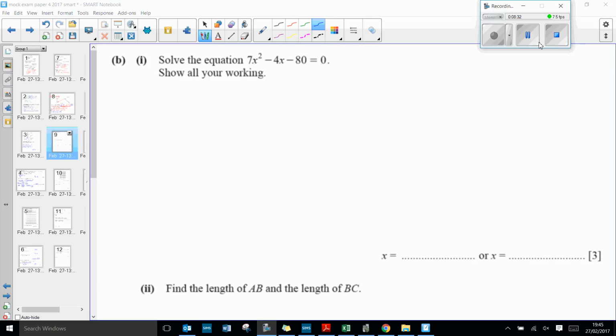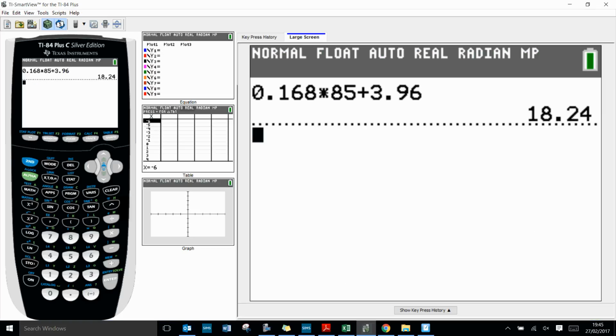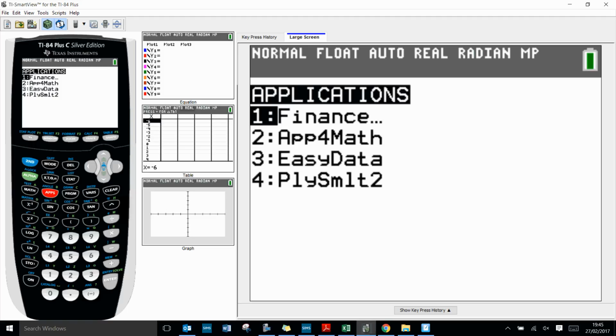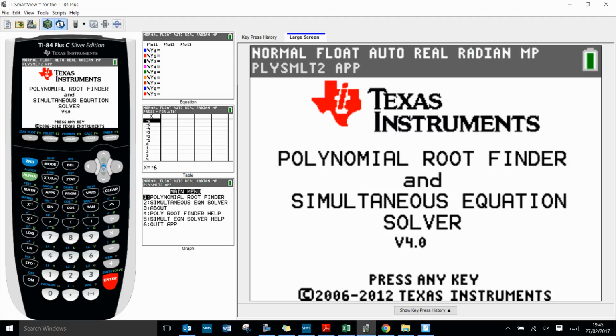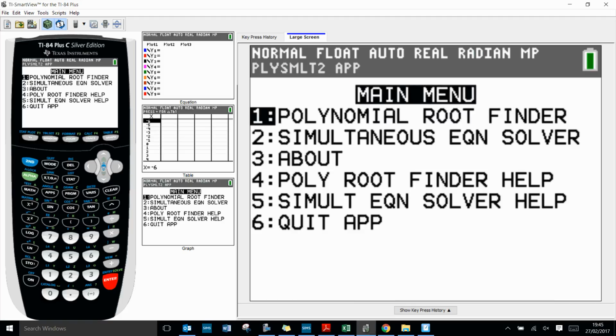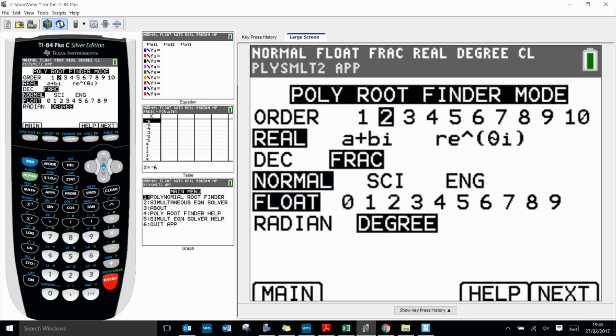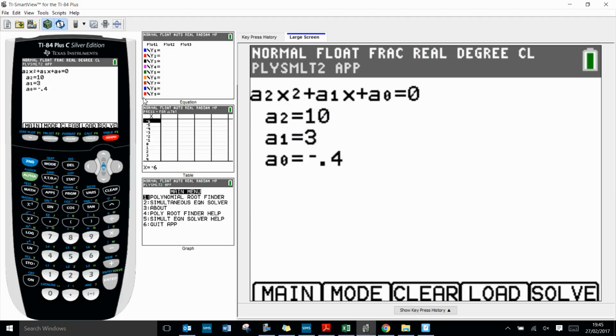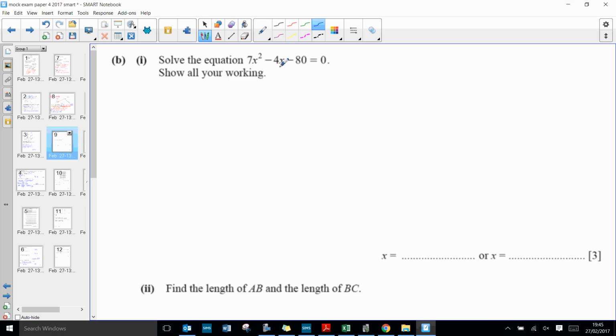Okay, I'm going to keep going just because I'm going to finish this question. So solve this equation. It's quadratic, it's calculator paper, so we know we just go to Polysolve. Well, I thought we knew that. Obviously we didn't. So we go to Poly Root Finder, and next, and we're sticking in our values. So A equals 7, B equals negative 4, C equals negative 80.